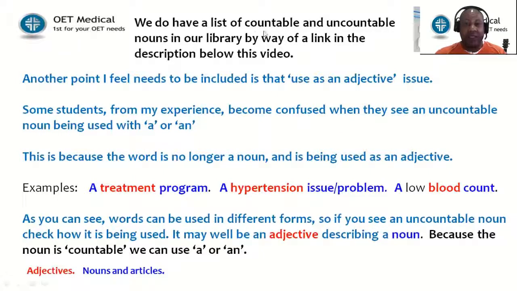We do have a list of countable and uncountable nouns in our library. You will be supplied with a link to these things below this video.